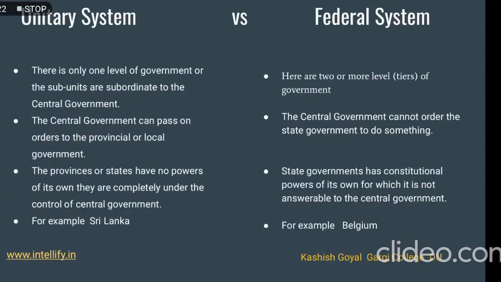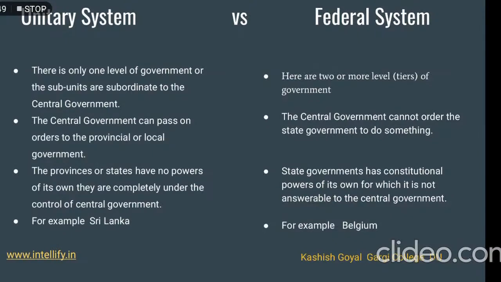Now we'll be discussing unitary system versus federal system. There are different countries who have adopted a unitary system and countries who have adopted a federal system. So for the countries that have adopted a unitary system, what is the structure? As the word suggests, unitary means being one. So there is only one level of government, that is the central government.